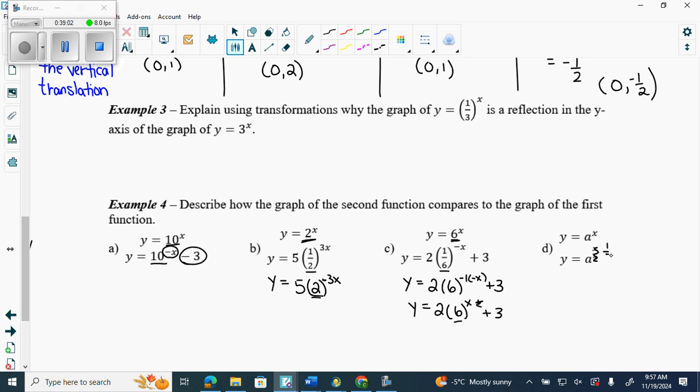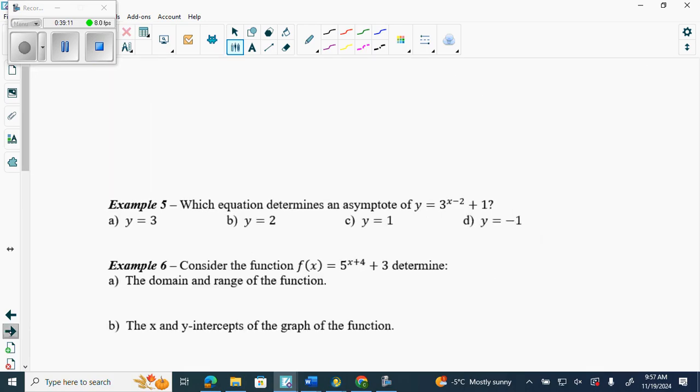This one we can rewrite as 1/2 x. So it's just a horizontal stretch by a factor of 2. Remember the negations get rid of each other. This one, it just wants to know what's the asymptote. All we look at is the d value. The vertical translation is the only thing that can move it. So it's this.